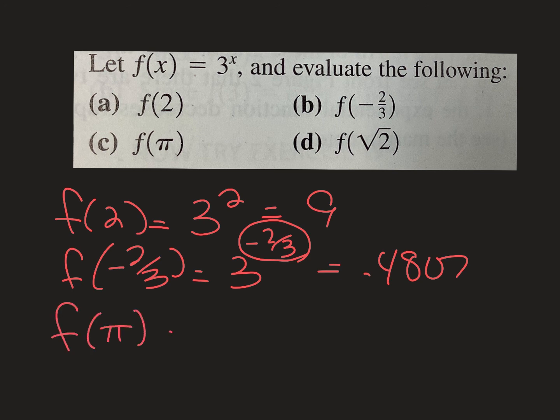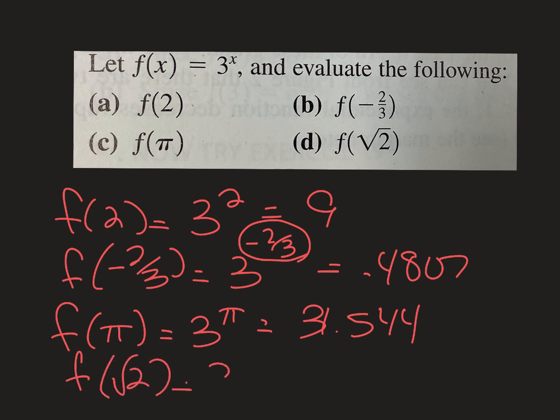f(pi), put pi in for your exponent right there. If you put pi in, punch it in. I'm punching it in real quick. 31.544. You might want to punch them along with me to make sure you're getting the same thing. And if you put in the square root of 2, and punch that in, 3 to the square root of 2 power, getting 4.7288. You might have to check those on your calc to make sure you're good doing that.